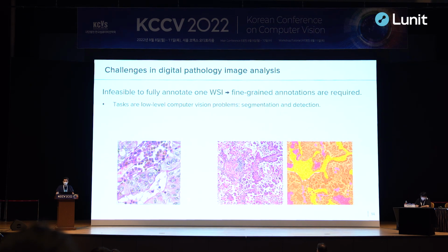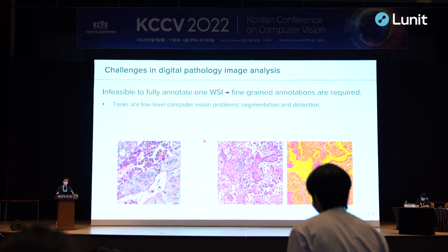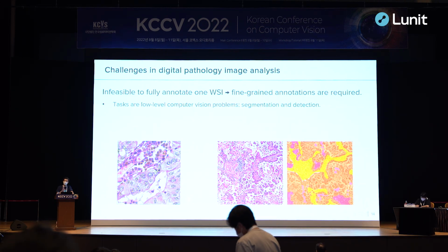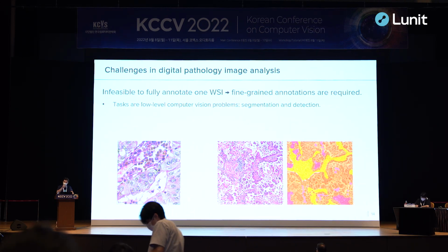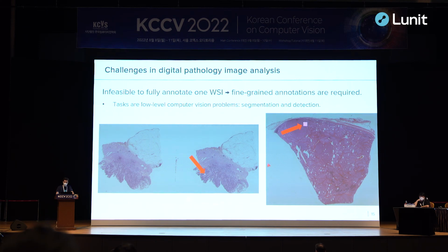Challenge number two is, since we deal with these low-level image tasks like segmentation or detection, we need fine-grained annotations, like this case. But because the images are so large, we cannot annotate a full image, right? So what we do is we extract patches of the larger image, which are small areas, and then we annotate the cells and the tissues. But yeah, this is how much we annotate.